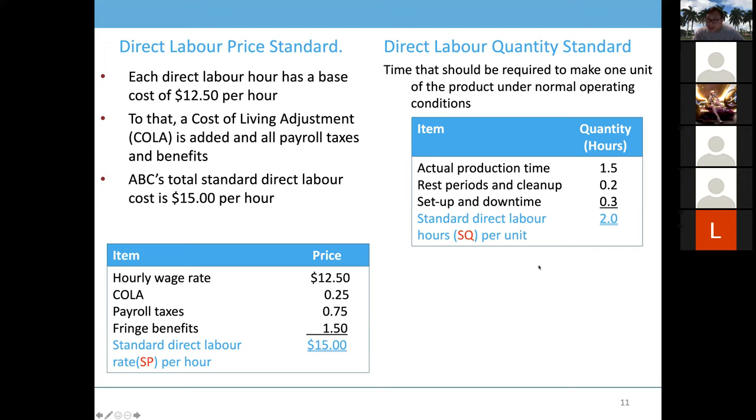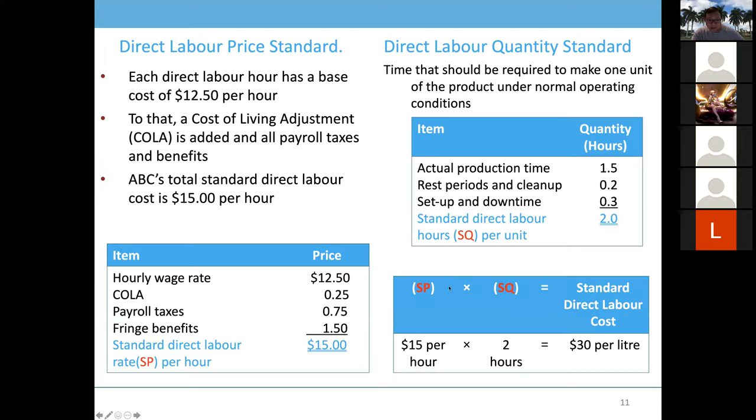So now what's the standard direct labor cost? You use the standard direct labor rate per hour, the price, times the standard direct labor quantity, which is 2 hours. To make each liter of the energy drink, we need 2 direct labor hours as a standard, and each direct labor hour costs $15. So to produce 1 liter of the energy drink, the standard direct labor cost is 15 times 2, which equals $30 per liter.